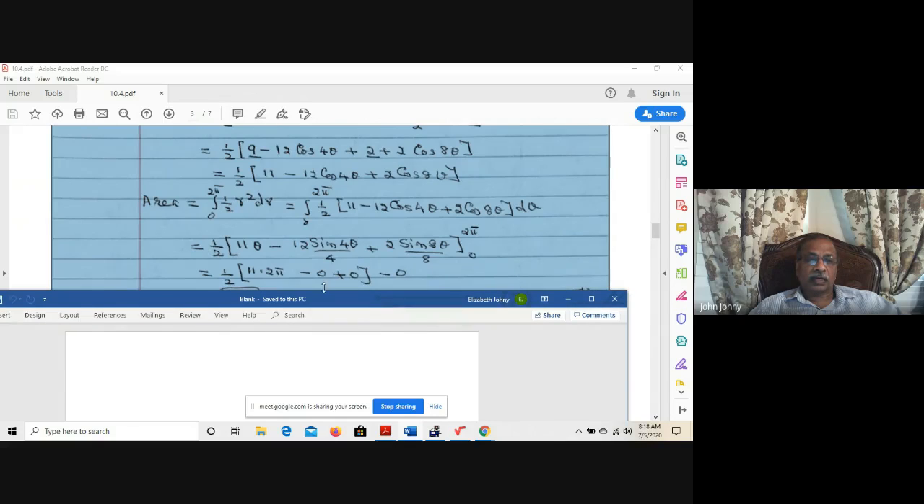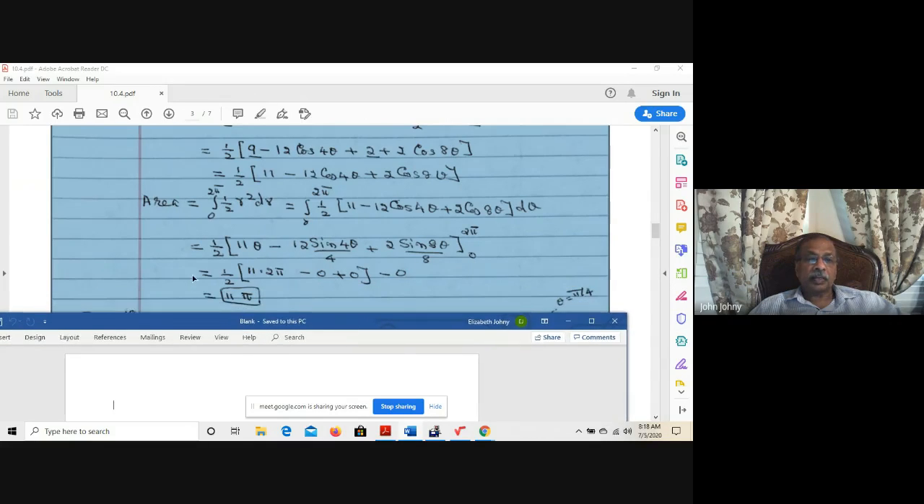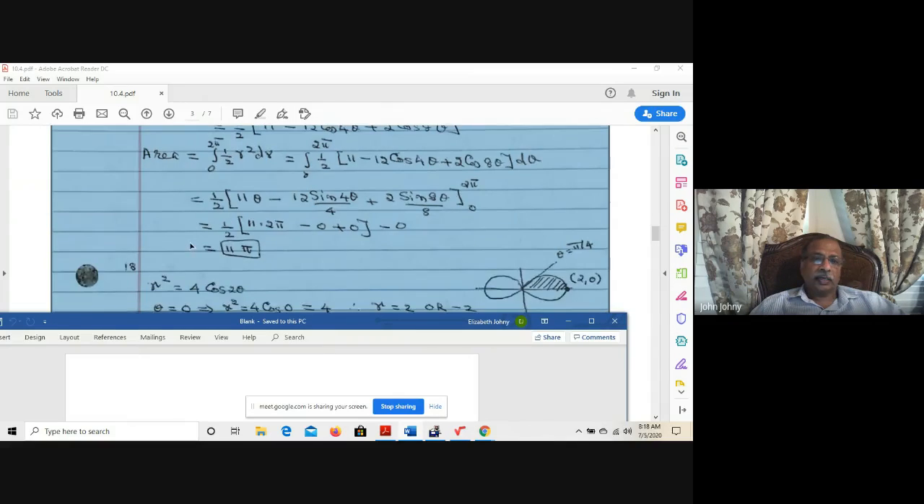That is 1/2 times, upper limit 2 pi, 11 times 2 pi minus 12 over 4 times sine 8 pi, which is 0. Here also sine 16 pi, that also is 0, minus the lower limit, which is completely 0. So the answer is 1/2 times 22 pi, that is 11 pi. So the answer is 11 pi.